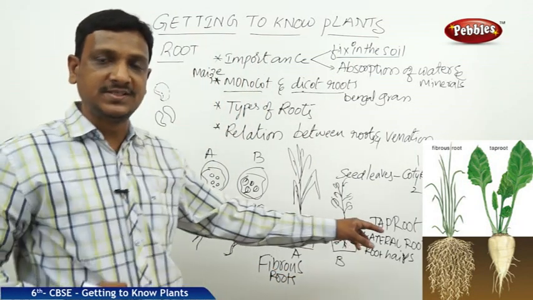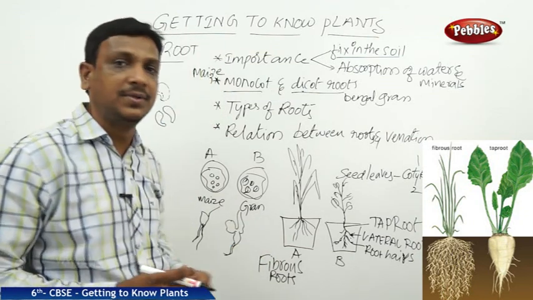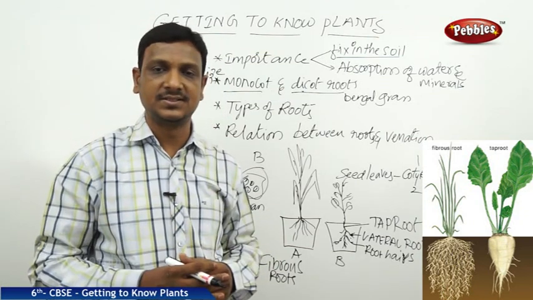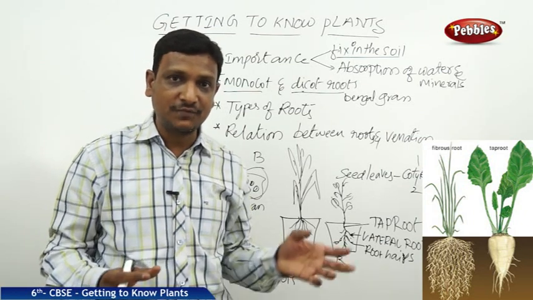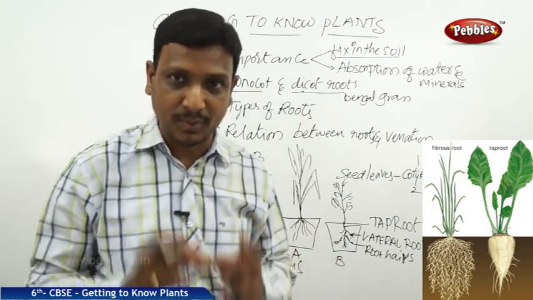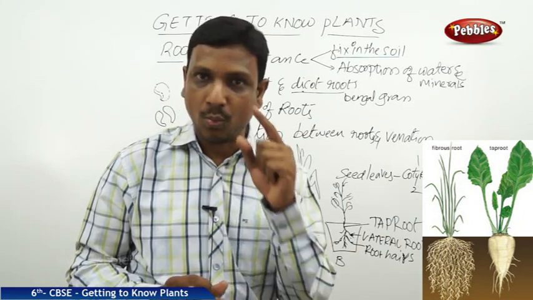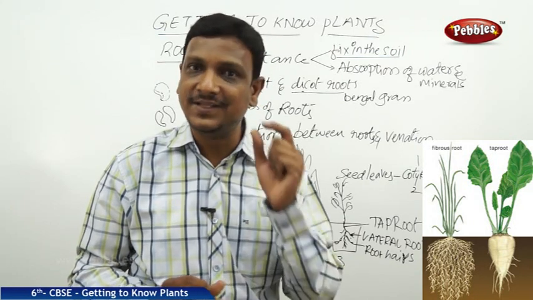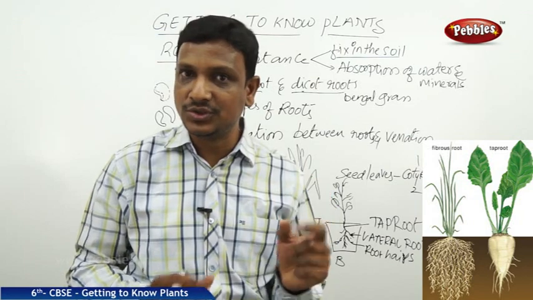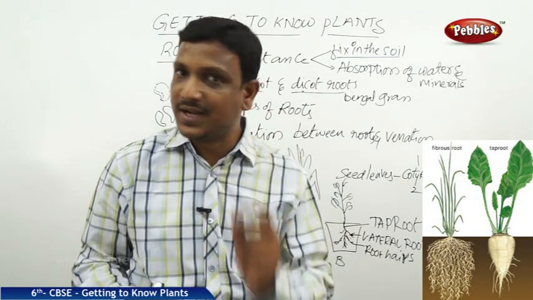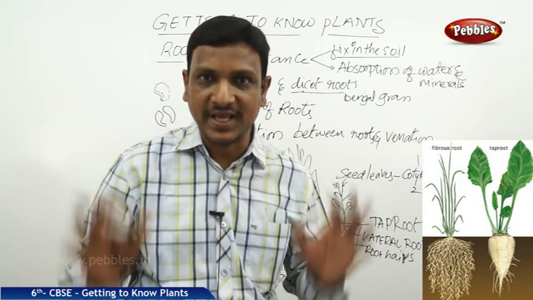So that is the taproot system. Here it is called the taproot system. Here it is called the fibrous root system. There is a difference. The difference is in the form of the roots. So here we are finding two different types of plants, monocots and dicots. That means seeds which have one seed leaf are monocots, and seeds with two seed leaves are dicots. If you plant a monocot seed, you will get fibrous roots. If you plant a dicot seed, you get a taproot, lateral roots and root hairs.